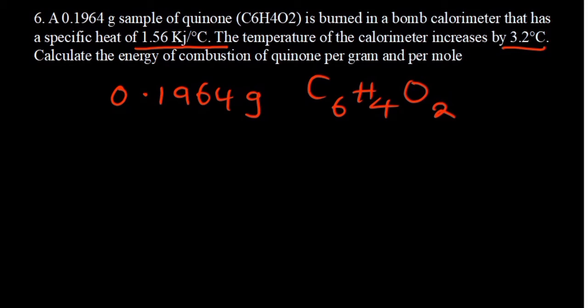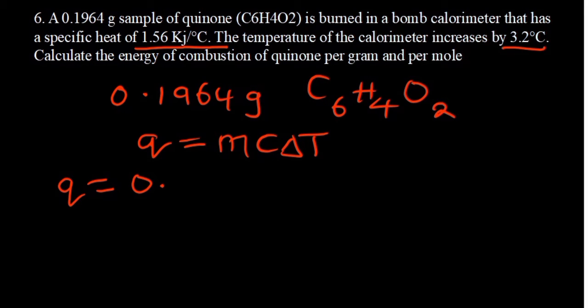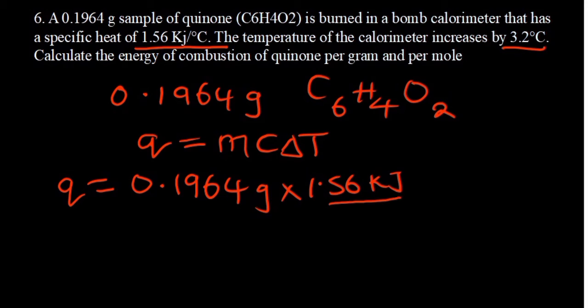Okay, so we're trying to determine Q now, the energy of combustion. Our heat is determined by mcΔT, remember. What is our Q in this case? The mass burned in the calorimeter was 0.1964 grams. The specific heat capacity was given to be 1.56 kilojoules per degree Celsius, multiplied by the change in temperature, 3.2 degrees Celsius.